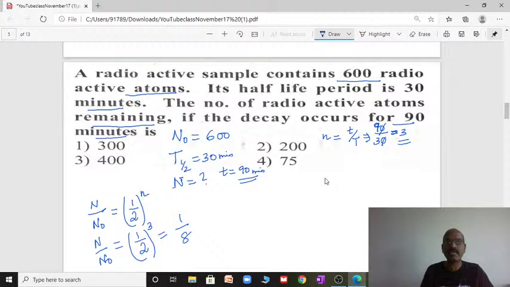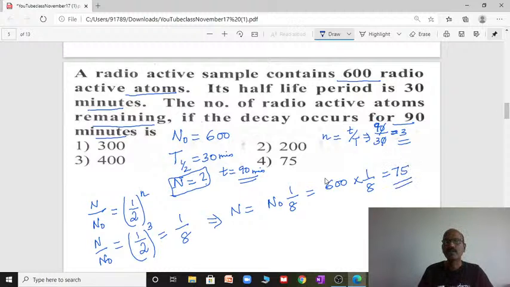We need to find n, right? What we need to find is the number of atoms undecayed. So from this equation, n equals n naught into 1 by 8. We know n naught, the number of atoms before disintegration, into 1 by 8. Now simplify, you will get 75. The number of radioactive atoms remaining is 75, that is the right answer. Let us go for the next one.